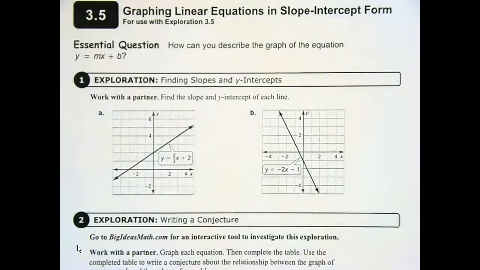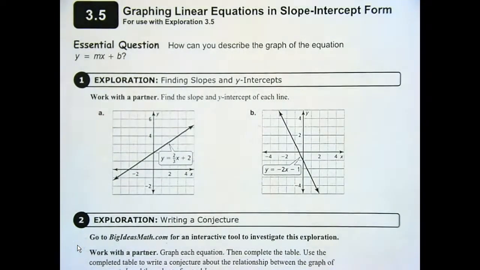Journals. Today we're going to be talking about slope-intercept form, which we're familiar with, but we're also going to talk about how to calculate slope and the different names we have for slope. So, before we can get going too far, I want you to complete exploration number one with your groupies.